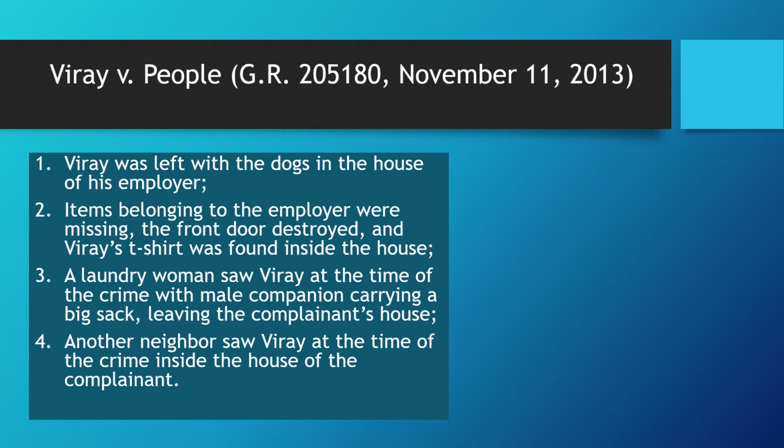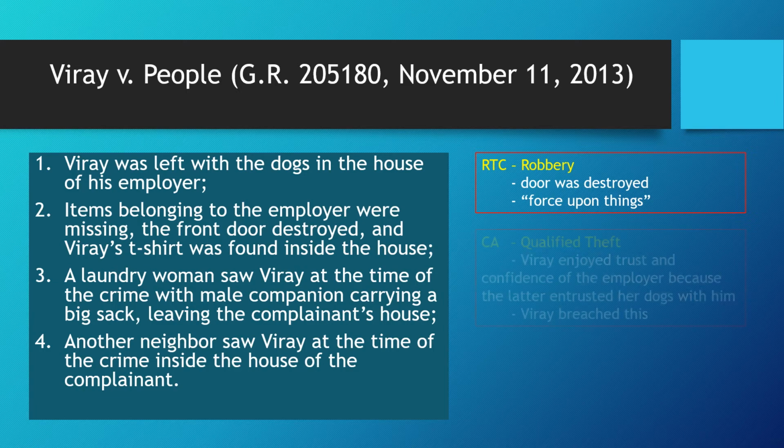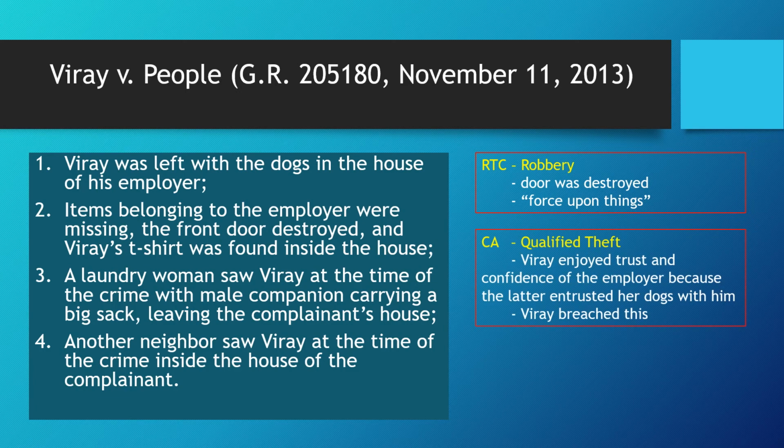The conclusions drawn from these, however, are varied. The trial court, or the RTC, convicted Virai of robbery because the door was destroyed to get the property. It argued that there is force upon things, and hence the crime is robbery. The Court of Appeals, or the CA, says no. According to it, Virai enjoyed the trust and confidence of the employer because the latter entrusted her dogs with him. Virai breached that trust and confidence when he destroyed the door. Hence, Virai is guilty of qualified theft.